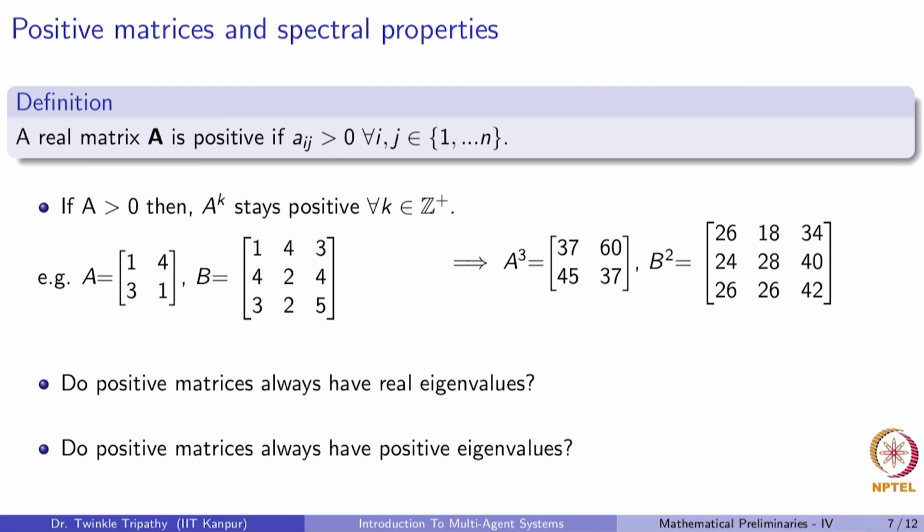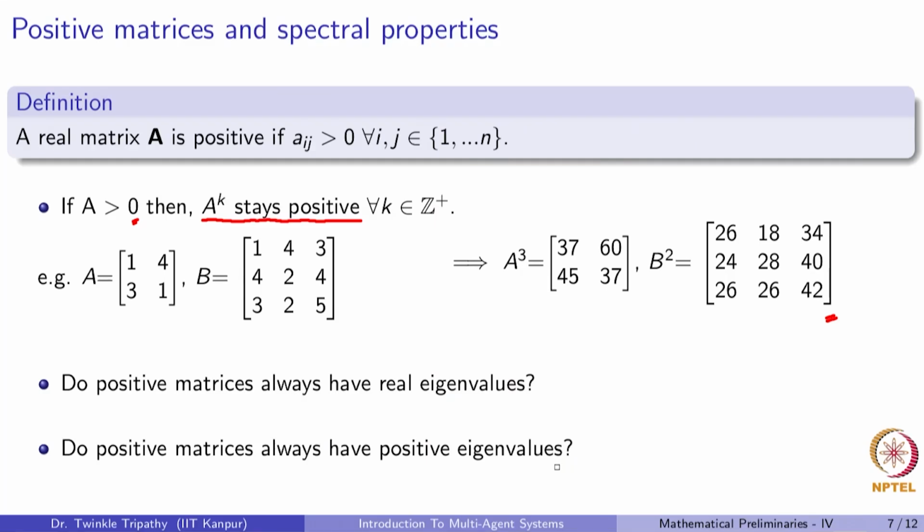Let's look at some of the properties associated with it. Now, we have already discussed this in the previous lecture. If A is greater than 0, then all of its powers will always stay positive, as we can see here. But what can we say about its eigenvalues? Can we say that since all of the entries are positive, the eigenvalues are somehow real? Or can we say that since all of the entries are positive again, the eigenvalues are always positive?